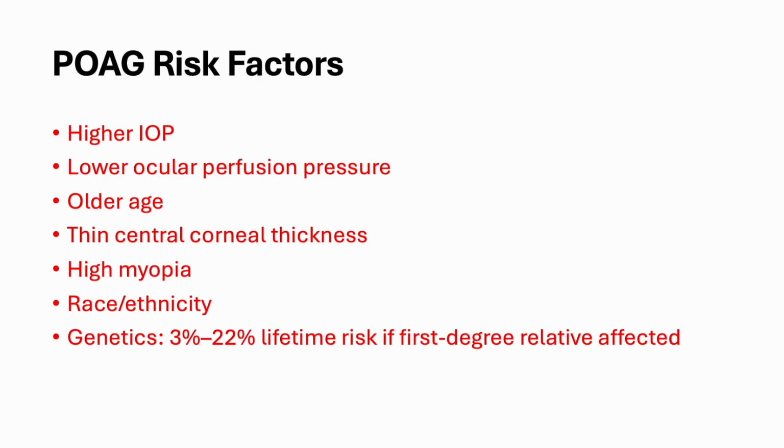Key risk factors for primary open-angle glaucoma include higher intraocular pressure, lower ocular perfusion pressure, older age, thin central corneal thickness, high myopia, race and ethnicity, and genetics, with a 3 to 22% lifetime risk in individuals who have a first-degree relative affected by the disease.